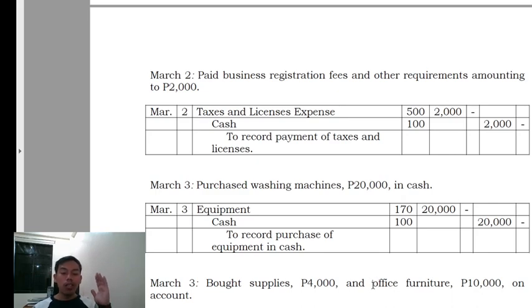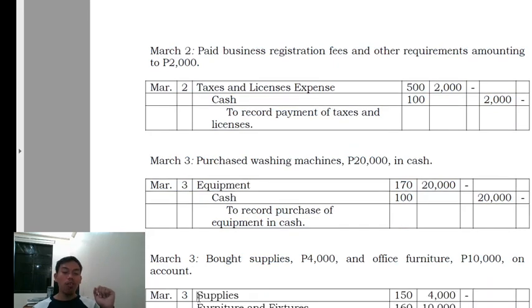Now, nadagdagan din ang office furniture. Ano ang office furniture? It is an asset. Kung nadagdagan ang asset, it is also a debit. 10,000. On account, inutang natin. So, nadagdagan ang ating utang. Ano ang increase in liability? Debit or credit? It is credit.